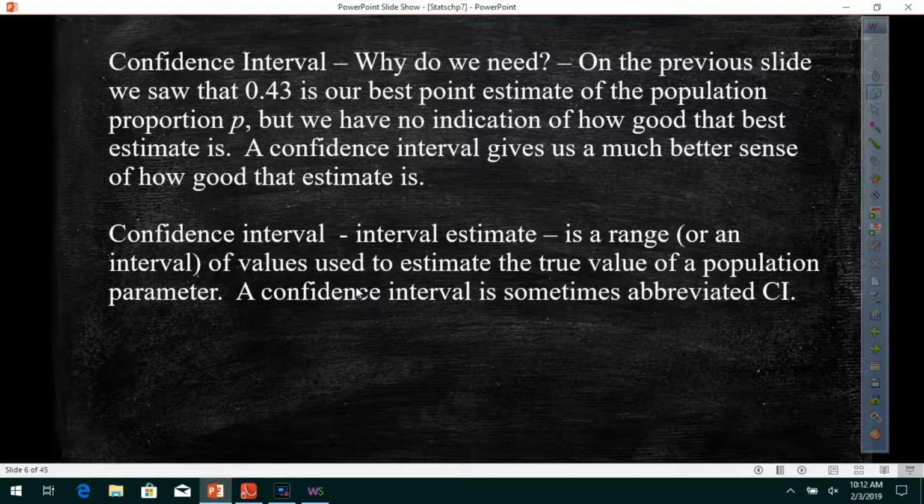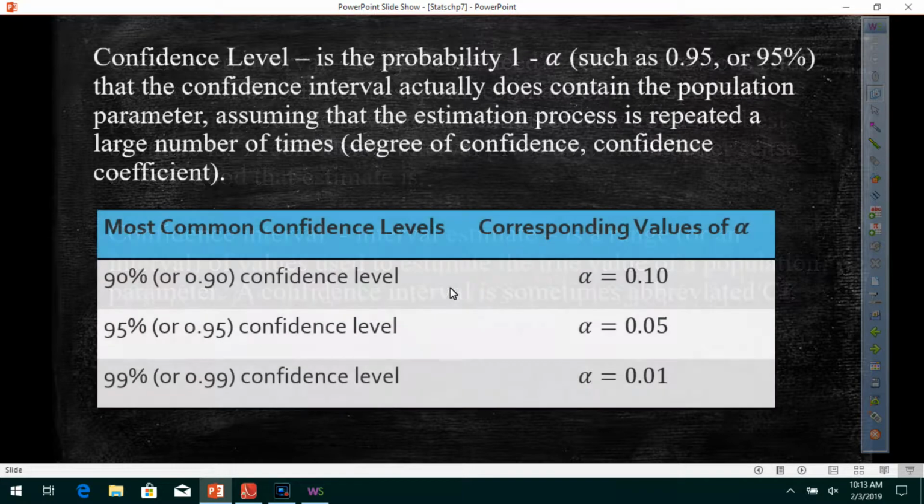A confidence interval, sometimes called an interval estimate, is a range or an interval of values used to estimate the true value of a population parameter. A confidence interval is sometimes abbreviated CI. Confidence level is the probability 1 minus alpha, such as 0.95 or 95%, that the confidence interval actually does contain the population parameter, assuming that the estimation process is repeated a large number of times.